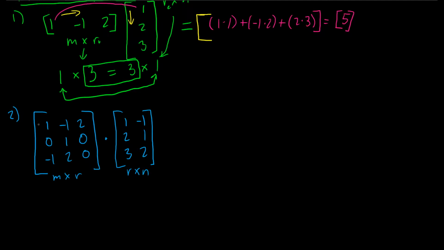So let's check the height. We have 3 values, so the height is 3. We have 3 values horizontally, so the width is going to be 3. And then we're going to check here. The height is 3, so r is going to be assigned 3, and n is 2 because there's 2 values horizontally. And so we check these. They are equal, so we know this product will be a defined product. And then we can tell what the m by n matrix is going to be. Our final product matrix will be a 3 by 2 matrix.